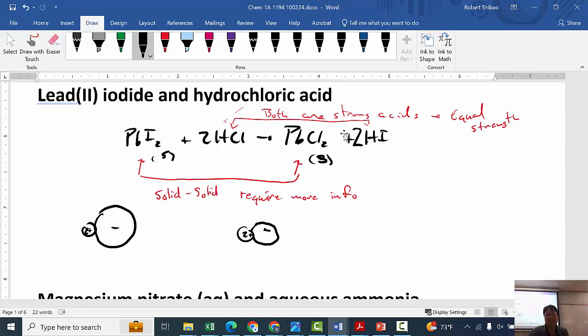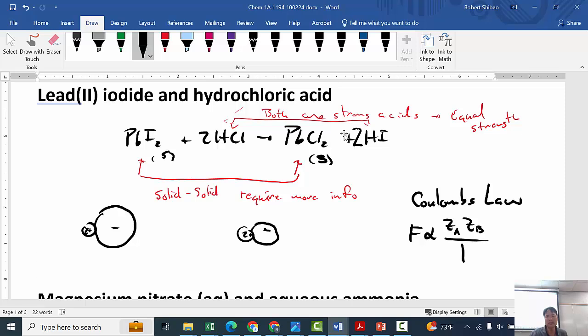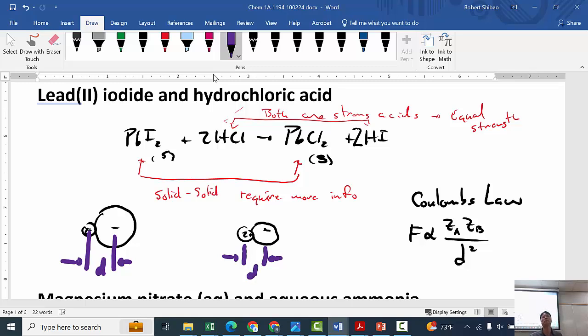So we could use Coulomb's law. Coulomb's law says the force of attraction or repulsion is proportional to the charge on the cation times the charge on the anion divided by d squared. D is the distance between the center of charges. It's kind of weird because the ions are actually touching one another, and so there's no distance between them, but there is a distance between the centers. So that would be the D there.